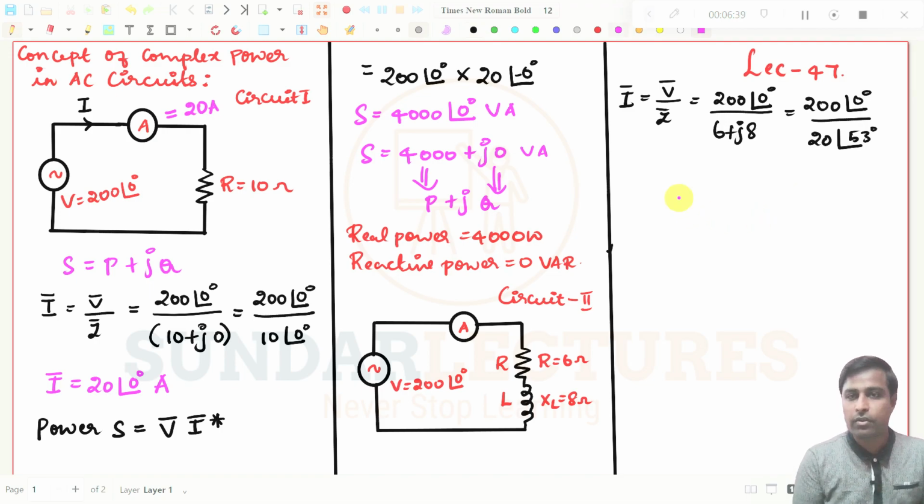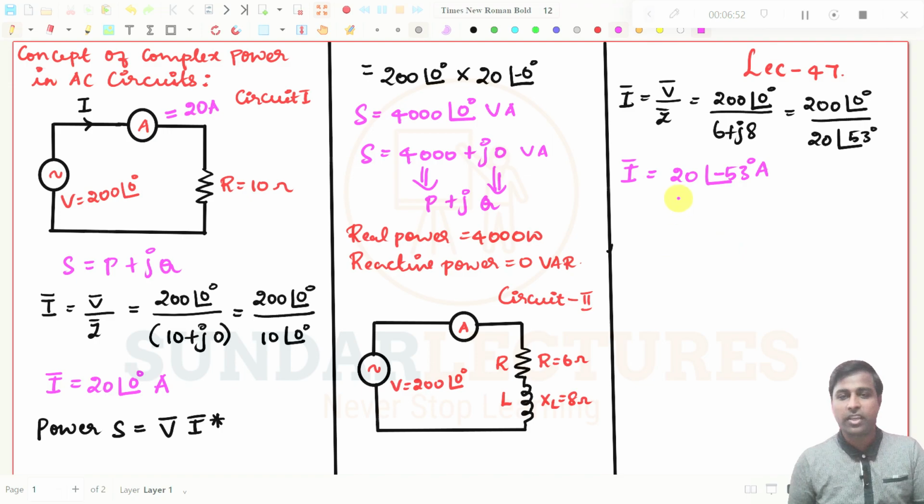If you simplify this expression, you will get 20 at an angle of minus 53 degrees amperes. This is the absolute value of current, that is 20 amperes. Then what will this ammeter read now? This ammeter will read 20 amperes, and this ammeter will also read 20 amperes.